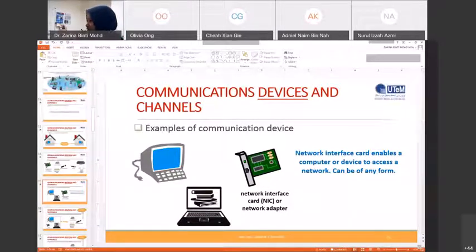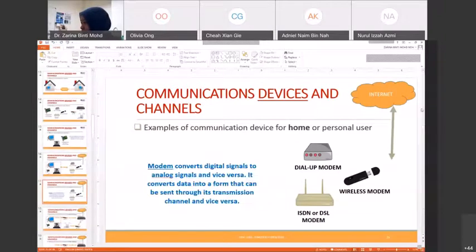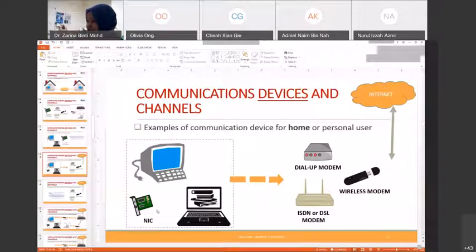As you can see here, the network interface card enables a computer or device to access a network, and it can be of any form. Any form means it can be in terms of adapter cards, or any other forms. So that's the first one: our computer or mobile devices need to have the network interface card in the system.